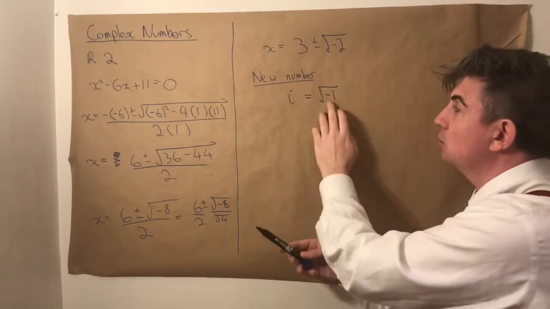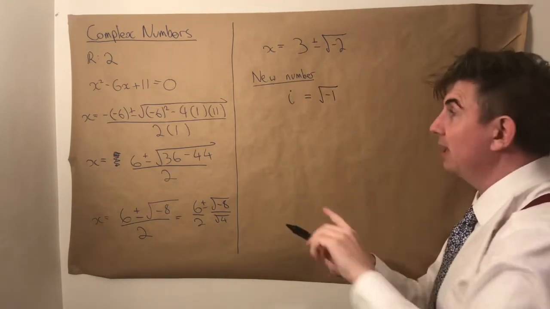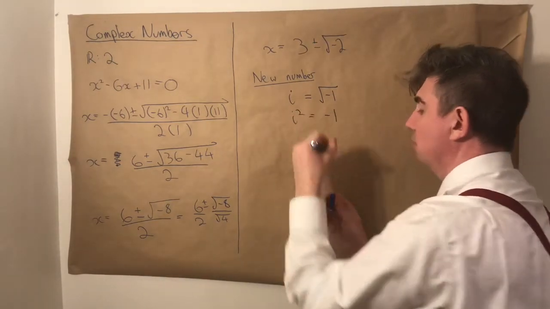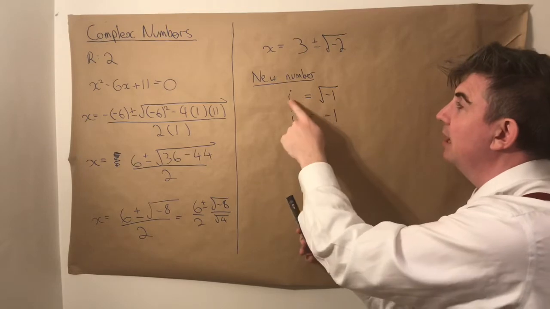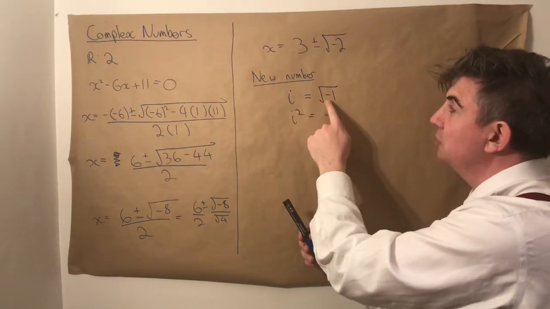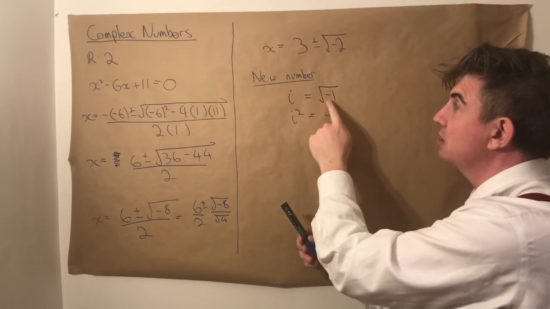So i is equal to the square root of minus 1. More correctly, we should really write i squared is equal to minus 1. But for us, we're going to leave it with i is equal to the square root of minus 1. So that's what we understand i to be. i is equal to the square root of minus 1.